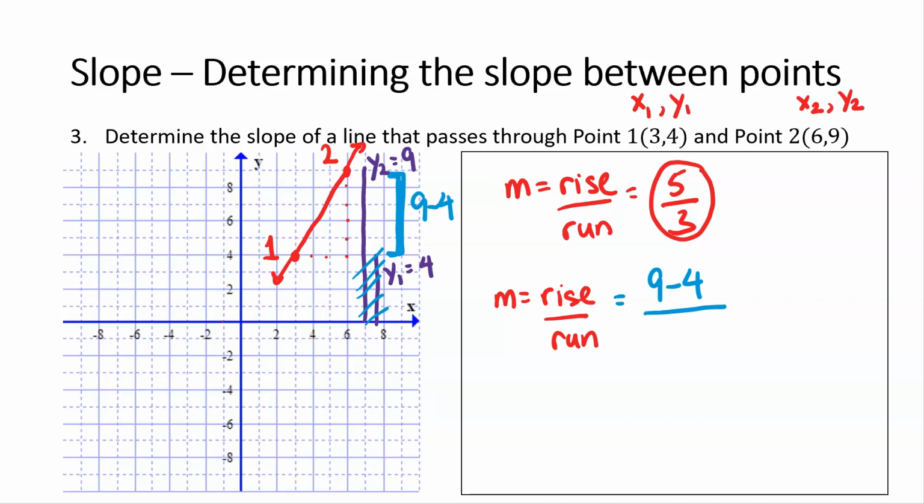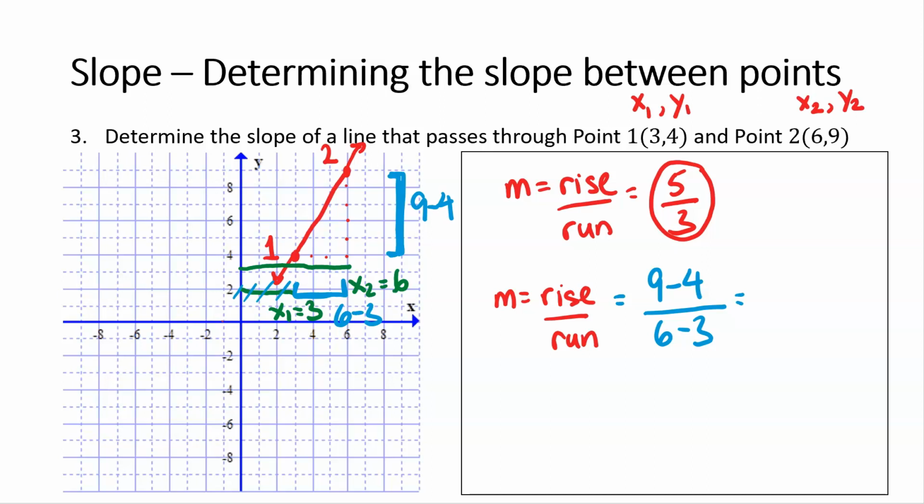And let's do the same for run. I'm going to clear this part out, just so it's not too much mess on the graph. So point 2 goes all the way from the y-axis to an x value of 6. Point 1 has an x value of 3. What we want to figure out is, what's this run? Well, that run is going to be 6 take away 3, or 6 minus 3. So your run is 6 minus 3.